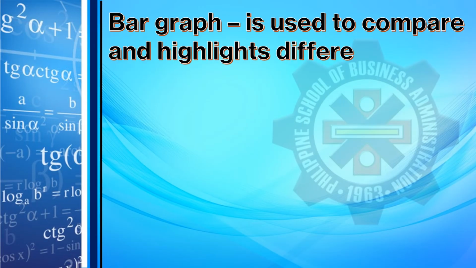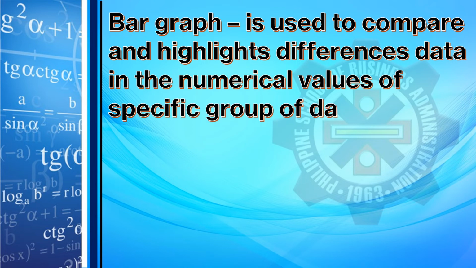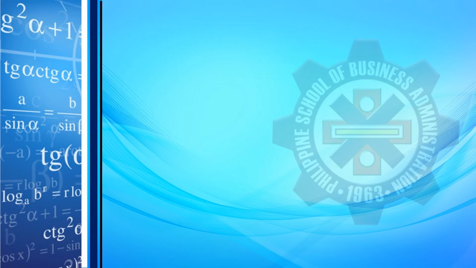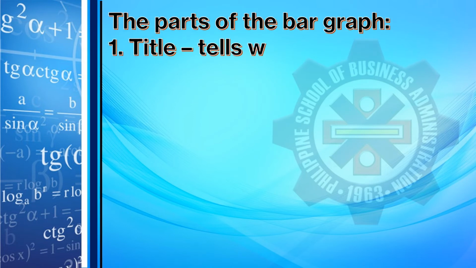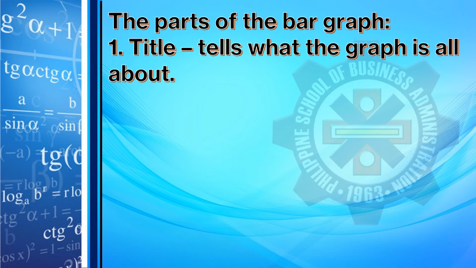The next one we have is the bar graph. The bar graph is used to compare and highlight differences in data in the numerical value of a specific group of data. So here are the parts of the bar graph. The first one is the title also. It tells what the graph is all about. In all our graphs, there should really be a title so that the one reading our data or presentation knows what the table or presentation is about.